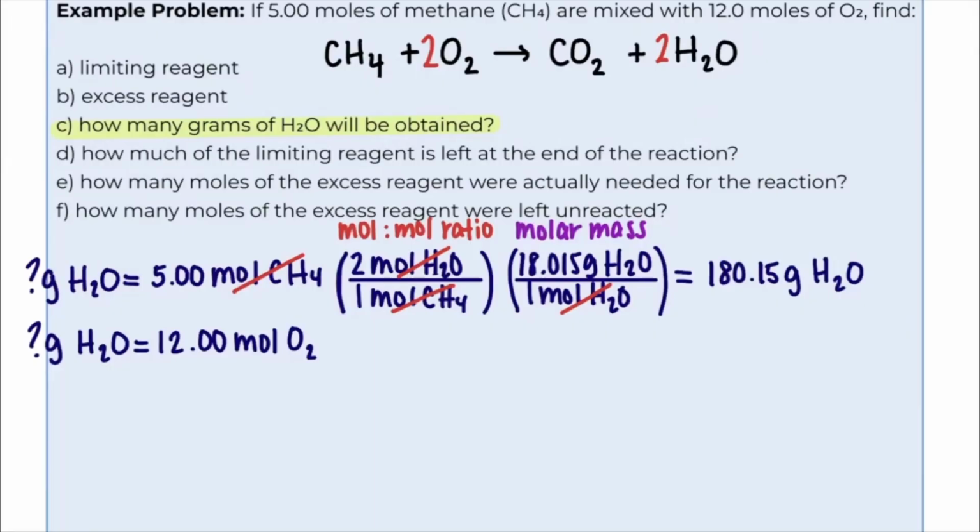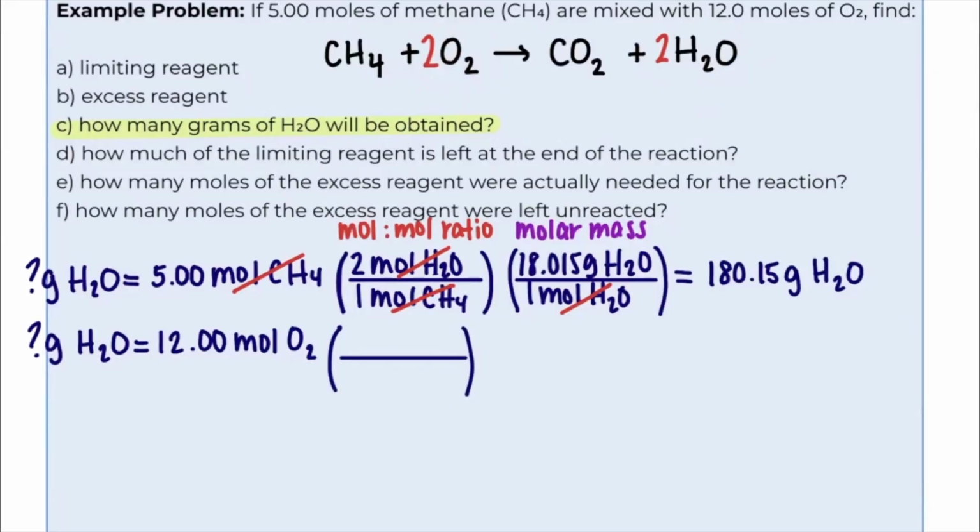Now we're essentially going to do the same thing, only now starting with our 12 moles of O2. So we're going to open up a parentheses, we're going to draw a fraction, and then we're going to use the mole to mole ratio, only this time we need to find the ratio between O2 and H2O. So from our balanced formula, we know that for every 2 moles of O2 that react, we're going to produce 2 moles of H2O. Remember, only look at the coefficients here. Don't start going crazy and multiplying with the subscripts.